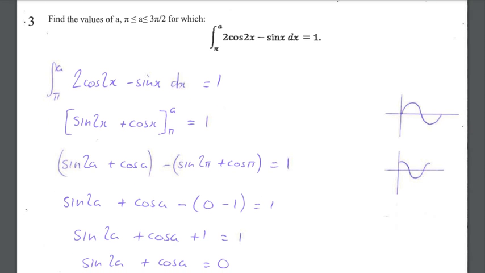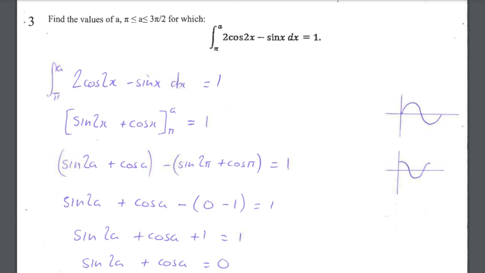Well, we can integrate. So if we integrate 2 cos 2x, we get sine 2x. Remember, guys, the trigonometric integration rules are on page 12 if you need to have a quick flick back. If we integrate minus sine x, we get plus cos x. So the integral of that between pi and a will equal 1.